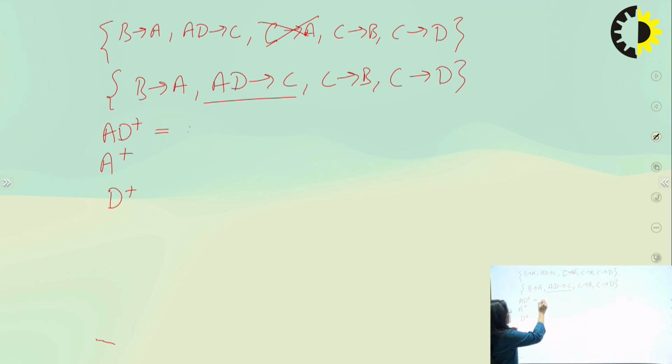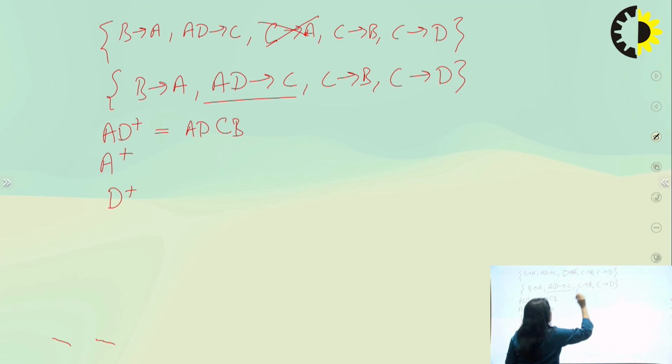For AD, we can see here, we are already having AD with us. If we are having AD, we can reduce C. Yes. If we are having C, we can reduce B. Yes, if I having C, we can reduce D. D is already here. If we are having B, yes, we have B. We can reduce A. A is already here. So all the attributes we will receive this. So this is nothing but the closure. Okay. Now, closure of A, A plus.